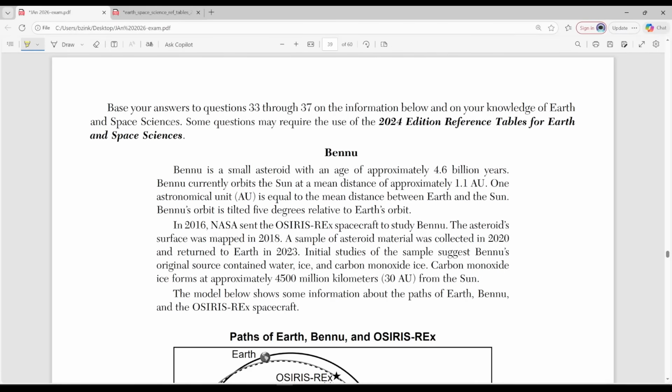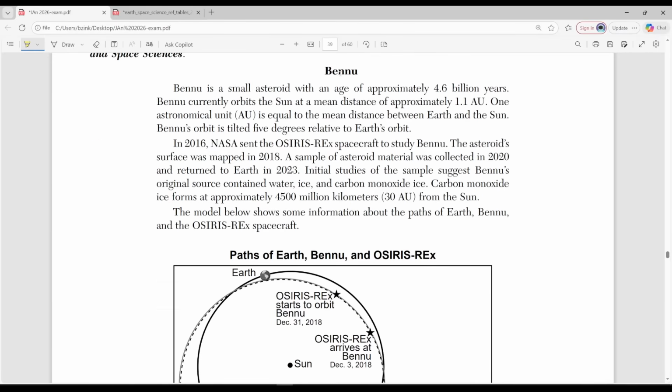Okay. Base your answers to the thing below. Bennu is a small asteroid with the age of approximately 4.6 billion years. Right away I know this is about the age of the Earth. Bennu currently orbits the Sun at a mean distance of approximately 1.1 AU. 1 astronomical unit is equal to the mean distance between the Earth and the Sun. So it's pretty close to the same distance away as the Earth is. Bennu's orbit is tilted 5 degrees. That's kind of like the moon.